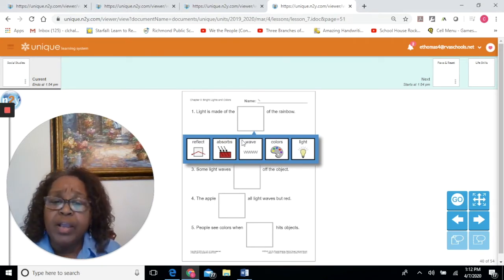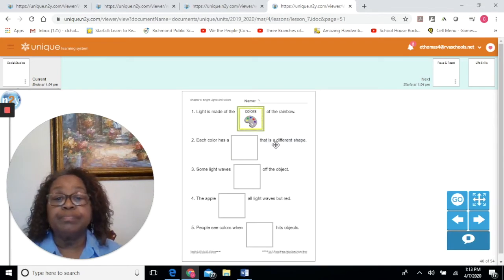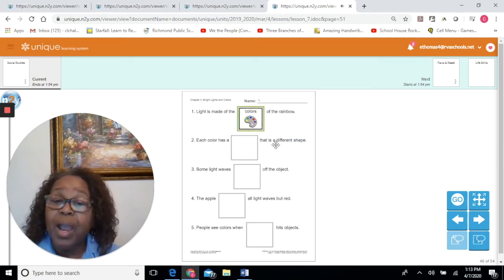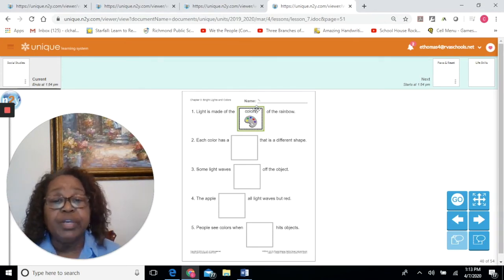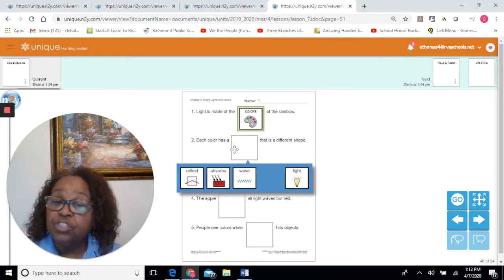So if you have a wrong answer, when you hit it, the color will be red. The frame around the box will be red. Let's try light is made of the colors of the rainbow. We got that right because the color around the box is green. Light is made of the colors of the rainbow. Number 2, each color has a blank that is a different shape.